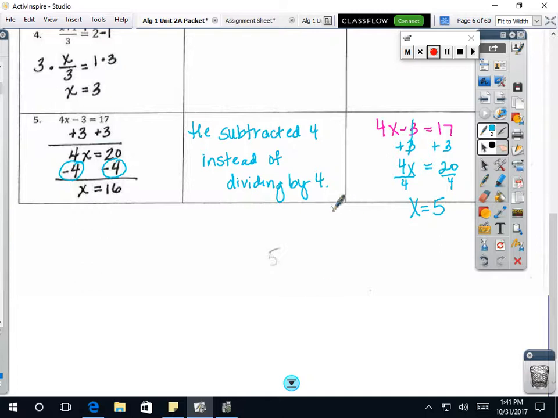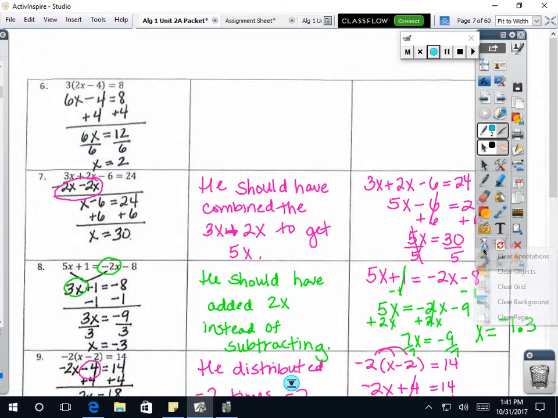Okay, once you copy that, you can go ahead and turn to page 6. Everybody's got that copied? Okay, let me get rid of all that.